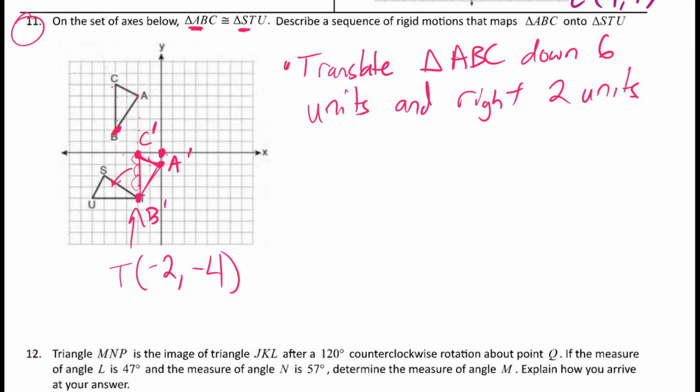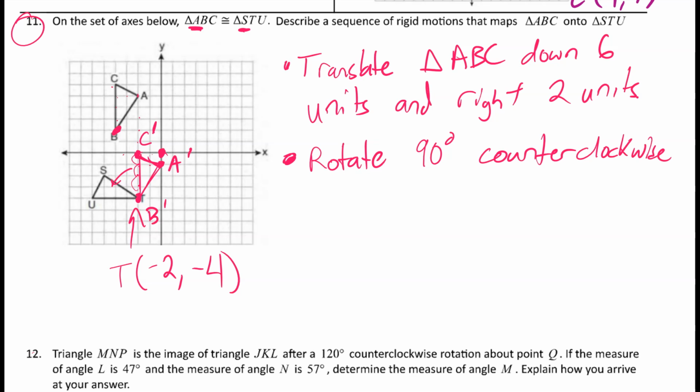Down 4. So, in order to get this to land directly on top of that, we can rotate. That's the transformation I'm doing. I'm going to say how much? 90 degrees. I'm going to give a direction, counterclockwise.